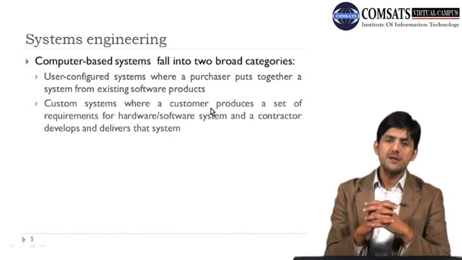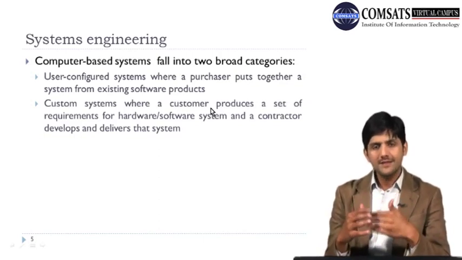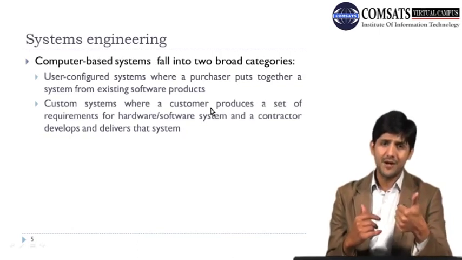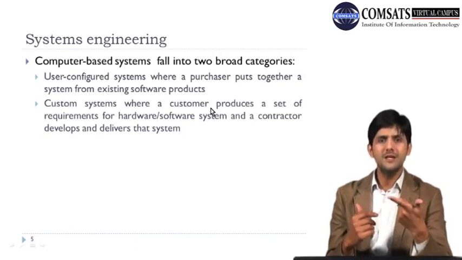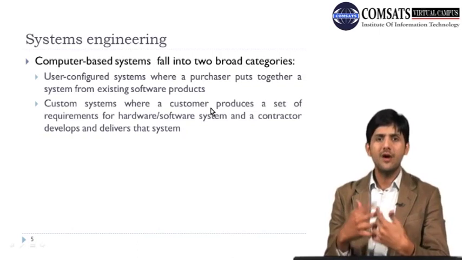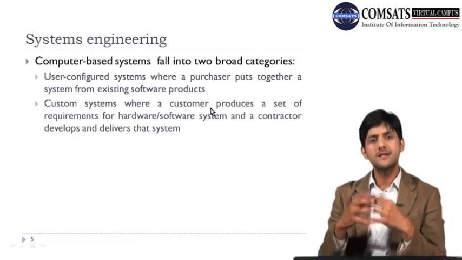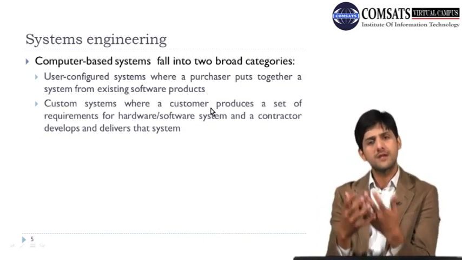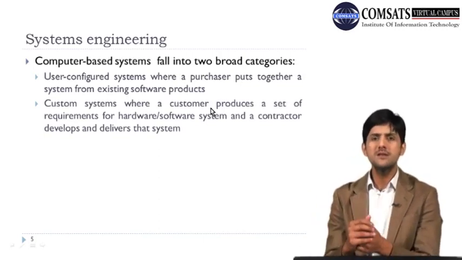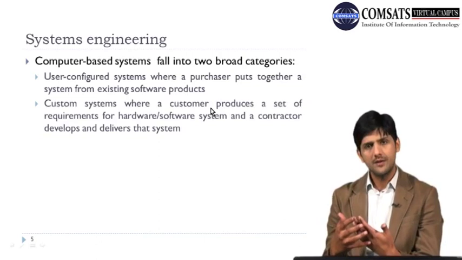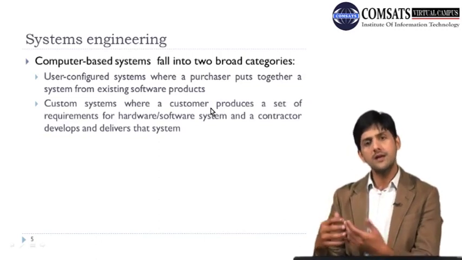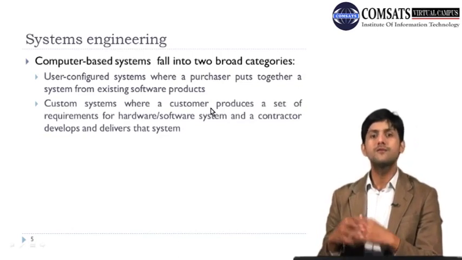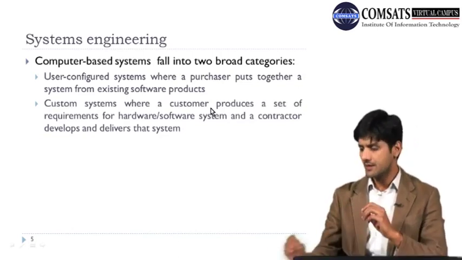The other kind of systems are the custom systems. Okay, a custom system is where a customer produces a set of requirements. So the client would be telling you that this is what I need, and then according to that particular client's needs, you will produce something. Okay, so that is a project. Whereas user-configured systems are examples of a product. Okay, where you have a product, you configure it, and then you give it to a client. Whereas when we talk about custom systems, they are built from scratch based on a client's requirements.